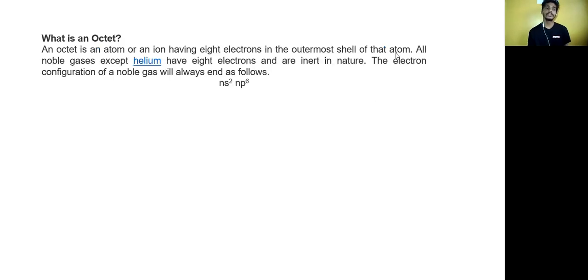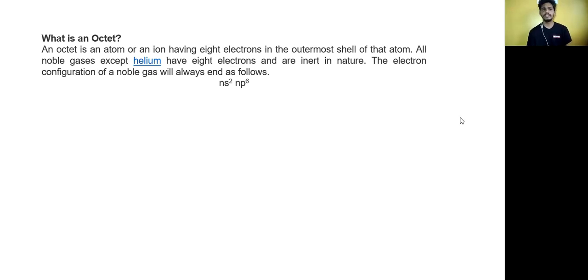Now what is an octet? An octet is an atom or an ion having 8 electrons in the outermost shell of the atom. All the noble gases except helium have 8 electrons and are inert in nature. The electron configuration of a noble gas will always end as follows: ns2, np6. What is that? ns2 and np6. So this is how the octet rule works.